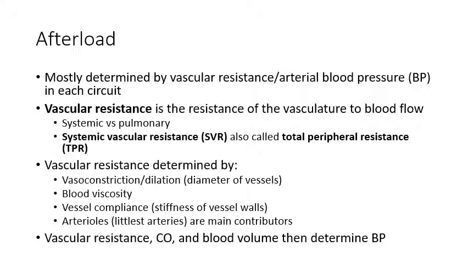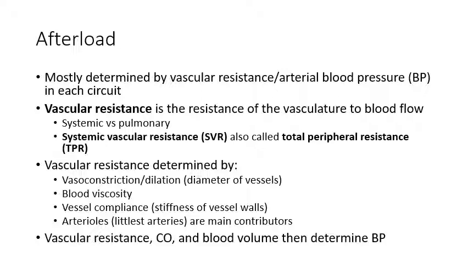And just to note that arterioles are the biggest contributors to vascular resistance out of all these systemic vessels. Arterioles are the tiniest arteries. They're the biggest contributors because there's a lot of them and they have a very small diameter. So vascular resistance is going to go up if your vessels are smaller, if they're vasoconstricted. Resistance also goes up if the blood is thicker, so there's more viscosity.